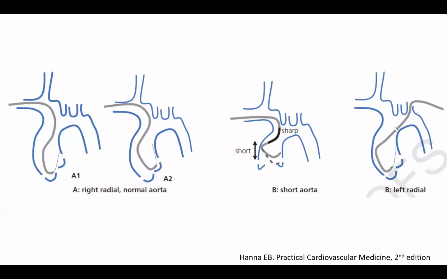Left radial may have an easier angle than right radial, but often it's almost the same in my experience. You do lose support with left radial as well, okay? The sharper that angle, compare this angle to that angle, the worse the radial access is and the less supportive. Also, the shorter that aorta, the worse it is. The shorter the distance between the aortic arch and the sinuses, sharp and short.